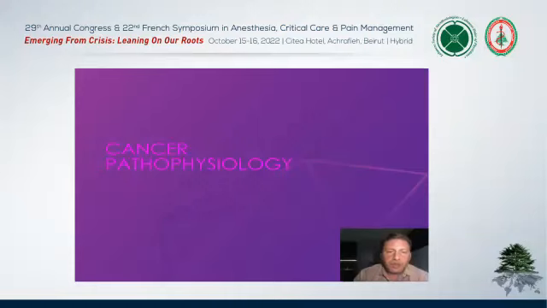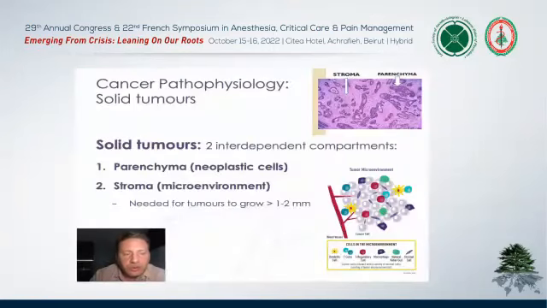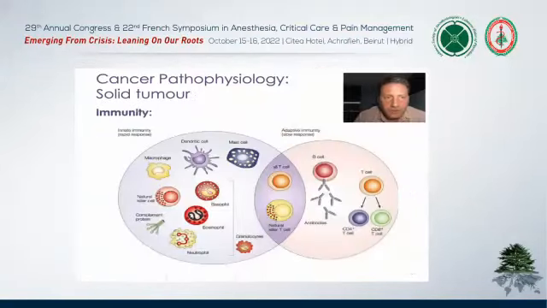Now we'll talk a little bit about cancer pathophysiology just to help explain some of the concepts in this talk. So as you all know, solid tumors consist of two compartments, the parenchyma, which contains our neoplastic cells, and also the stroma, which is needed for tumors to grow to more than 2 millimeters. So this really is the supporting microenvironment for these tumors. And it contains things like proteins and proteoglycans, but also our immune cells, which police this microenvironment.